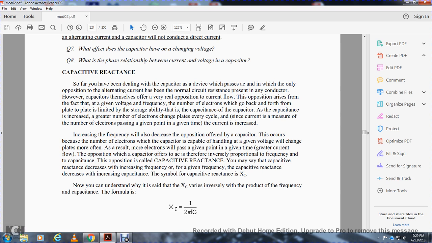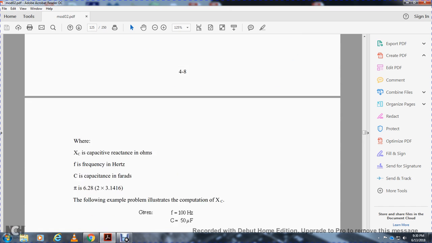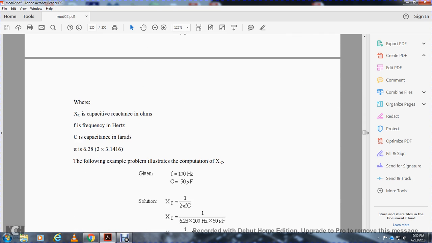Capacitive reactance is XC equals 1 over 2 times pi times the frequency times the capacitance. The capacitance is in farads, the capacitive reactance is in ohms, and the frequency is in hertz. Pi is 3.14, so 2 pi is 6.28.